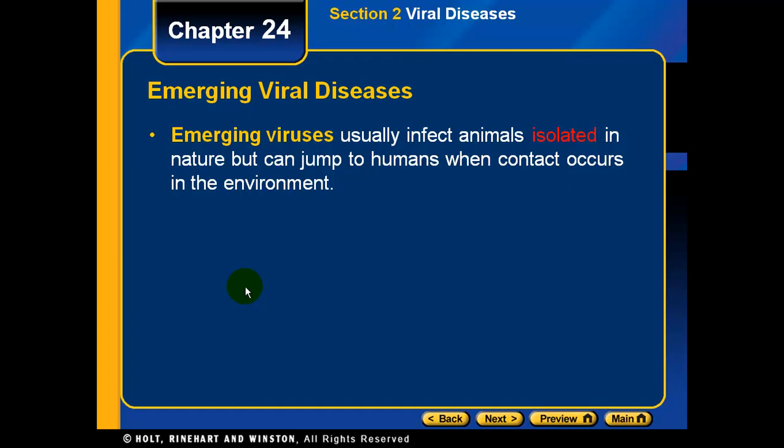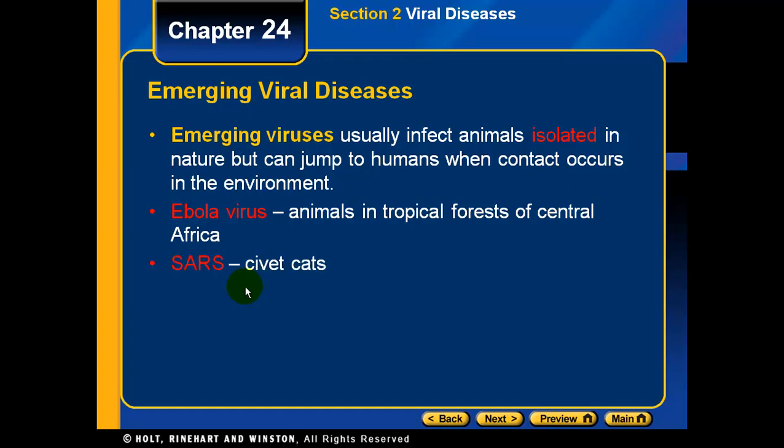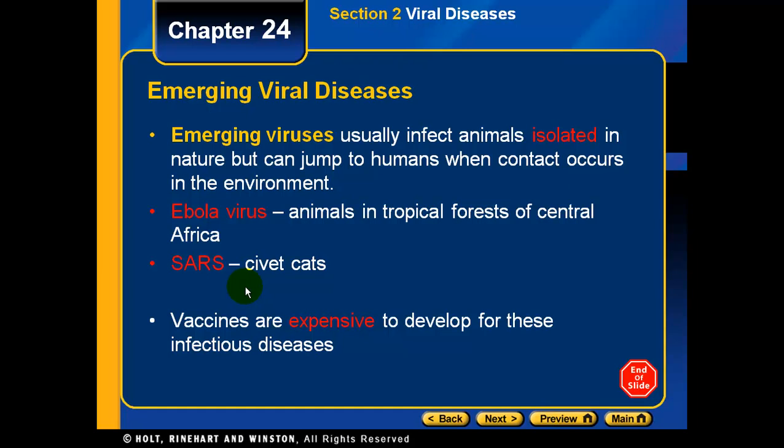Emerging viruses usually infect animals isolated in nature, but can jump to humans when contact occurs in the environment. For example, these are emerging viral diseases. Ebola virus. This is caused by animals in tropical forests of Central America, or Central Africa. SARS, you might have heard of. This is caused by civet cats. Vaccines for these type of diseases are too expensive to develop.